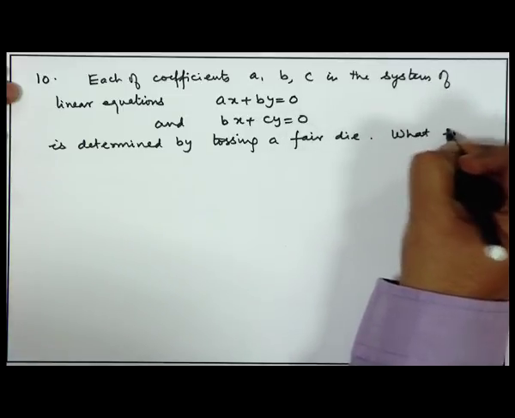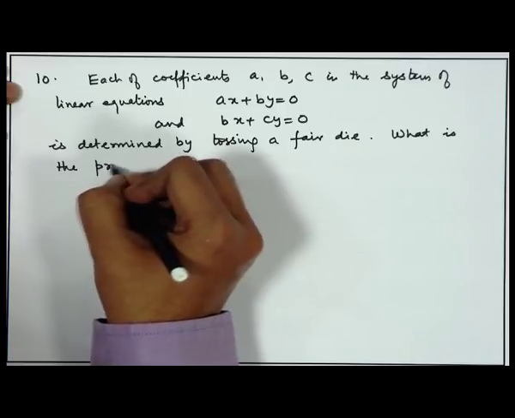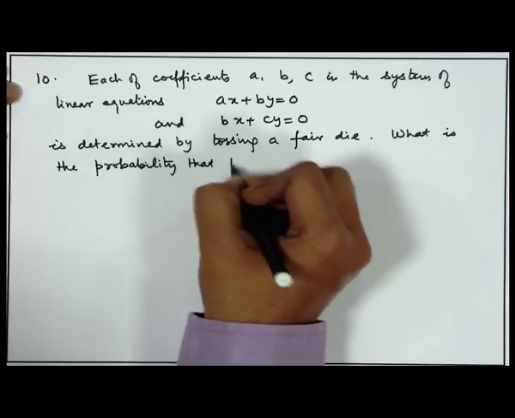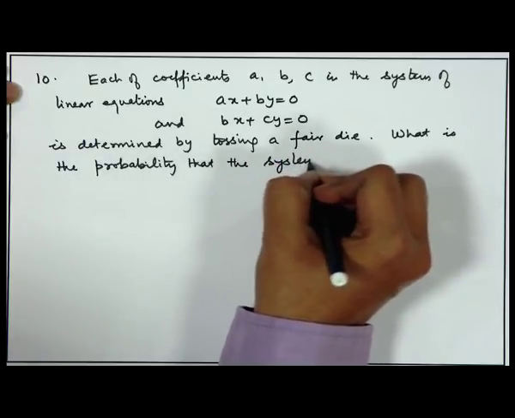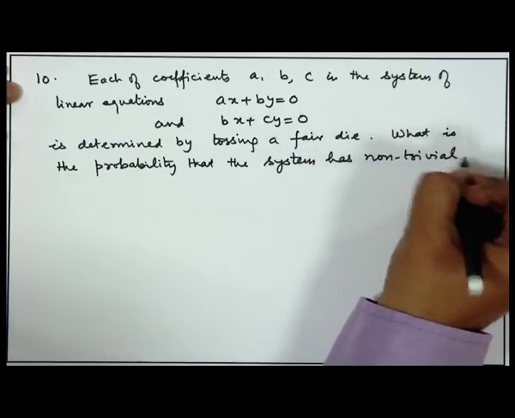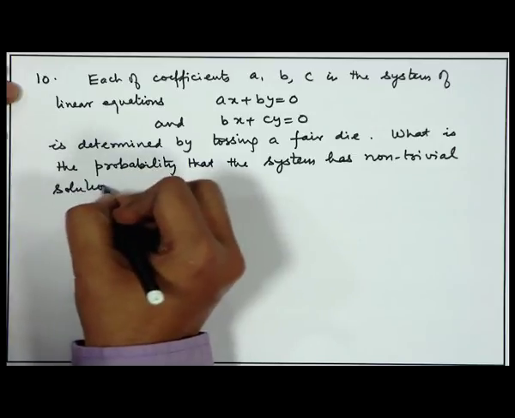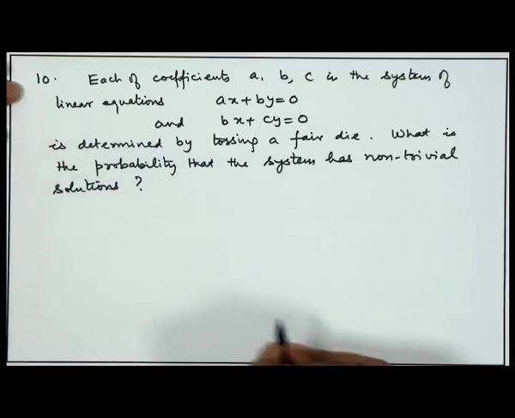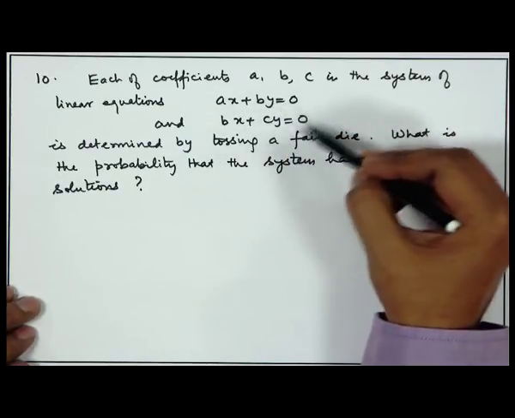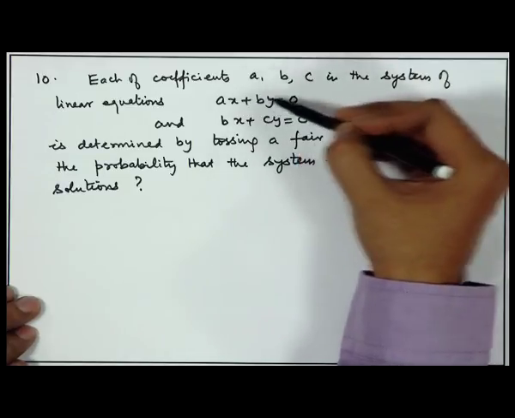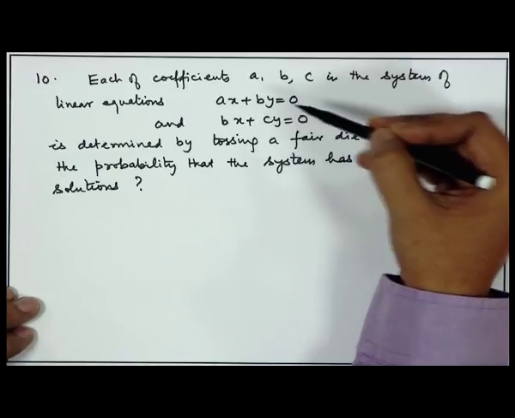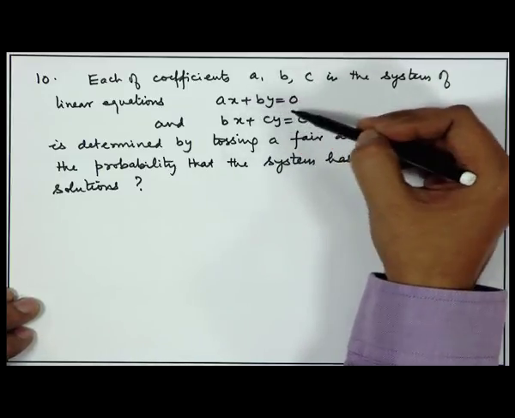What is the probability that the system has non-trivial solutions? What is the meaning of non-trivial solution? If we look at a homogeneous system of linear equations, then if we put x equal to 0 and y is equal to 0, it is always a solution. So, we are looking at solutions which have values not 0.